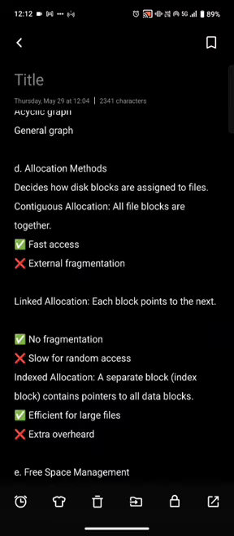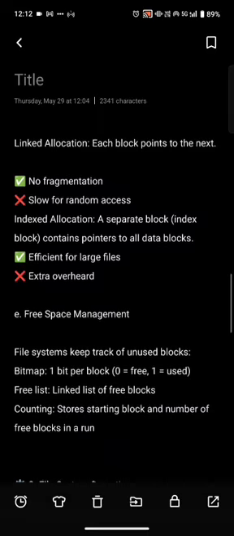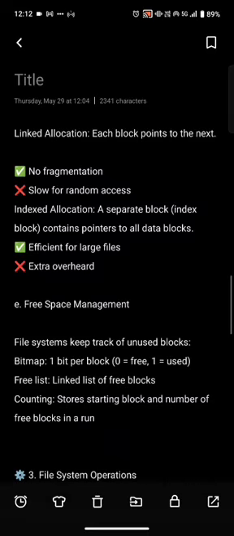Contiguous allocation: all file blocks are together. Fast access, but external fragmentation. Linked allocation: each block points to the next. No fragmentation, but slow random access.